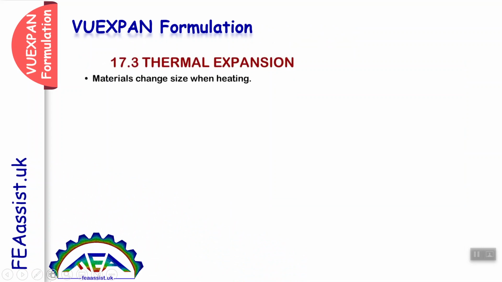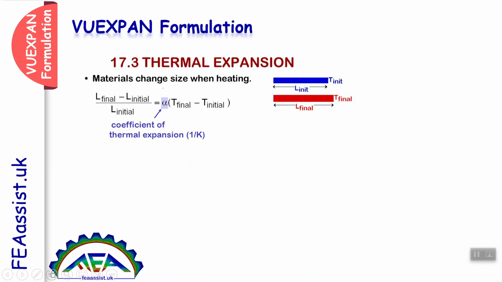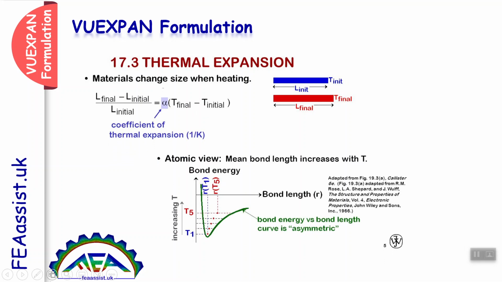Materials change size when heated. In other words, if you increase the temperature of a sample, the length of the sample in all directions will increase. How much? It depends on the thermal expansion coefficient. Why? If you have a look at the atomic view, we will find that the distance between atoms increases in heating, and this is the reason for thermal expansion.